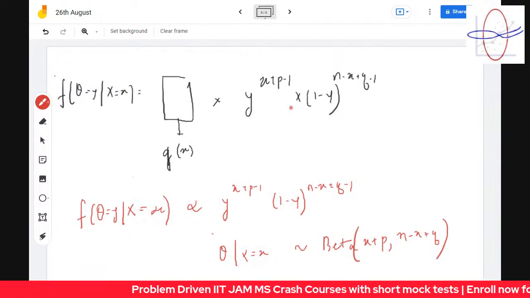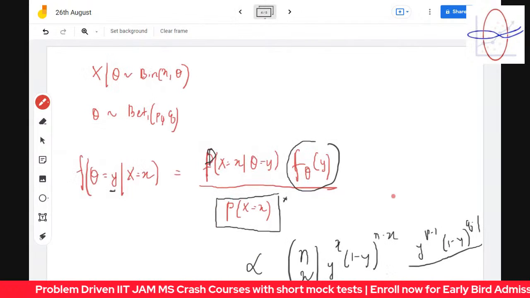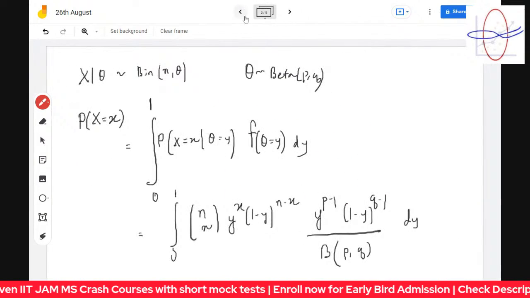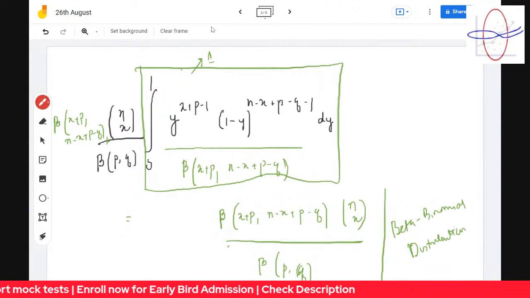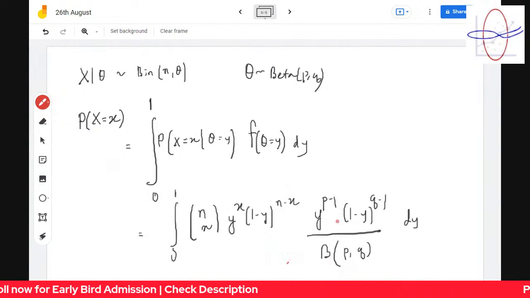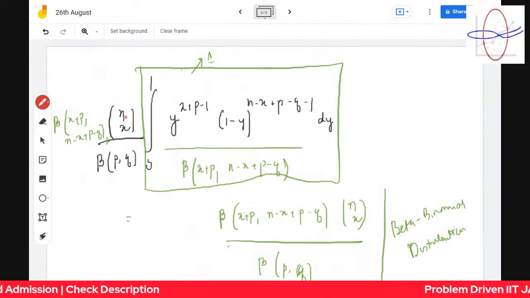Just direct. I think there are some mistakes over here. No, I think there is no mistake. I think I made a mistake over here. There is no p over here; it should be n minus x plus q.